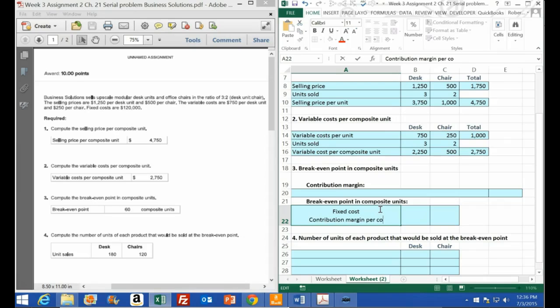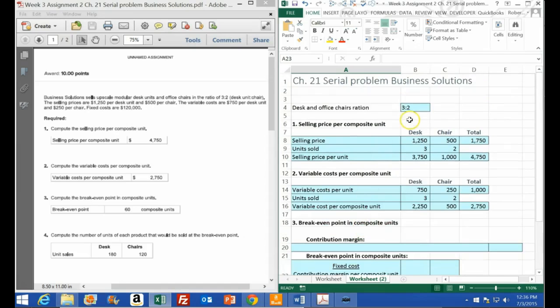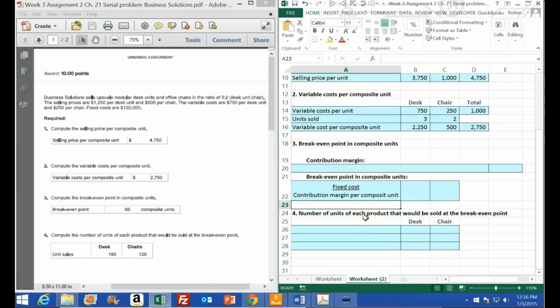margin per composite unit. Then I'm going to highlight the top of this, go to the Home tab, and underline that. Then when we hit enter, we can see this kind of fraction format within Excel. So what we're thinking about is fixed costs. How many composite units, as of this 3:2 ratio, do we need in order to cover basically the fixed cost?